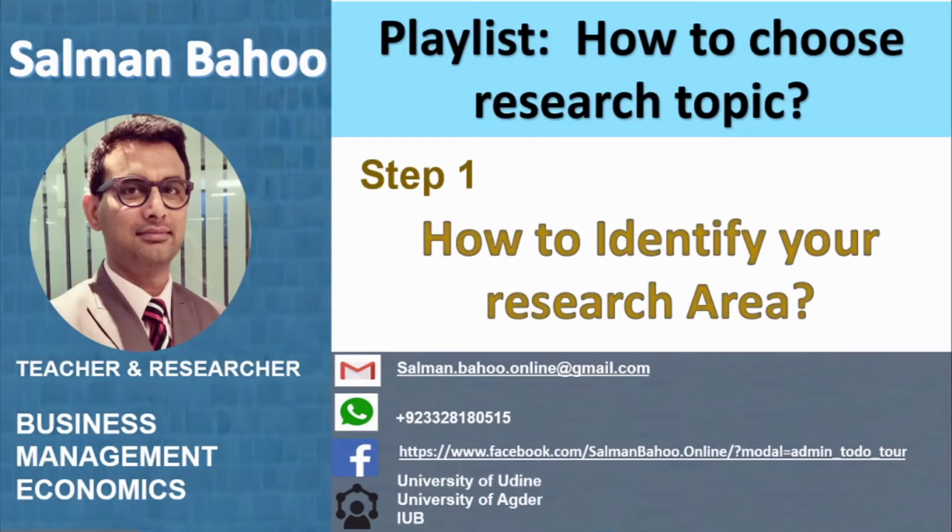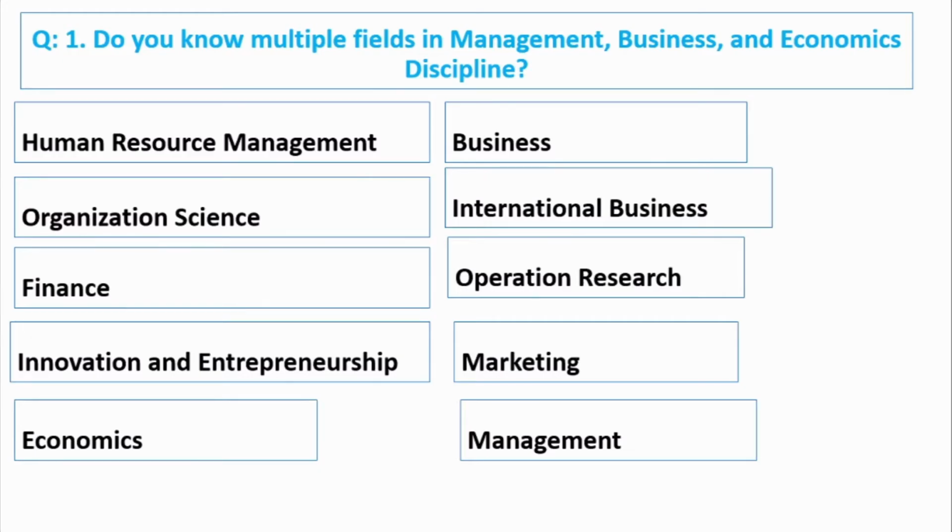In this video, I will discuss how to identify your research area. Identifying your research area is the first and important step. You need to ask 3 research questions to yourself for identifying your research area. Number 1, do you know multiple fields in management, business, and economic discipline?